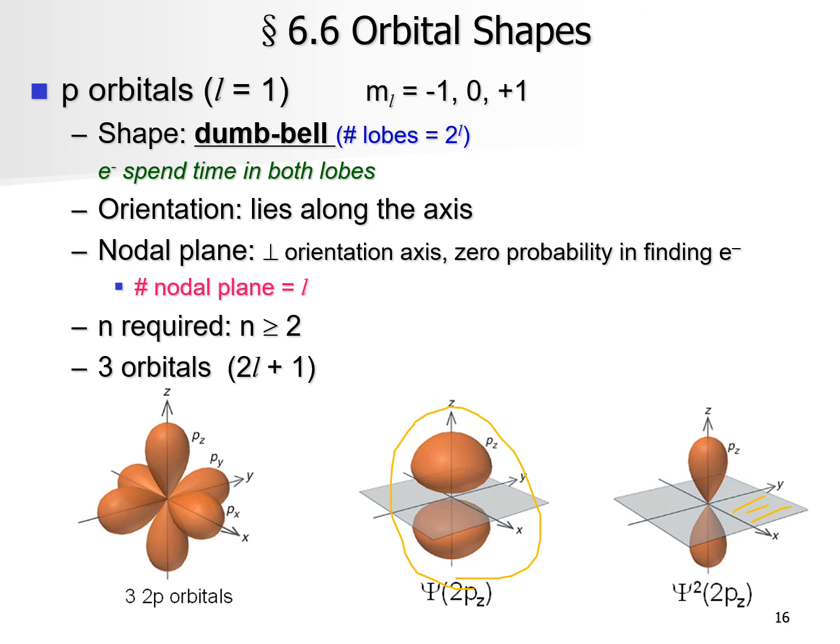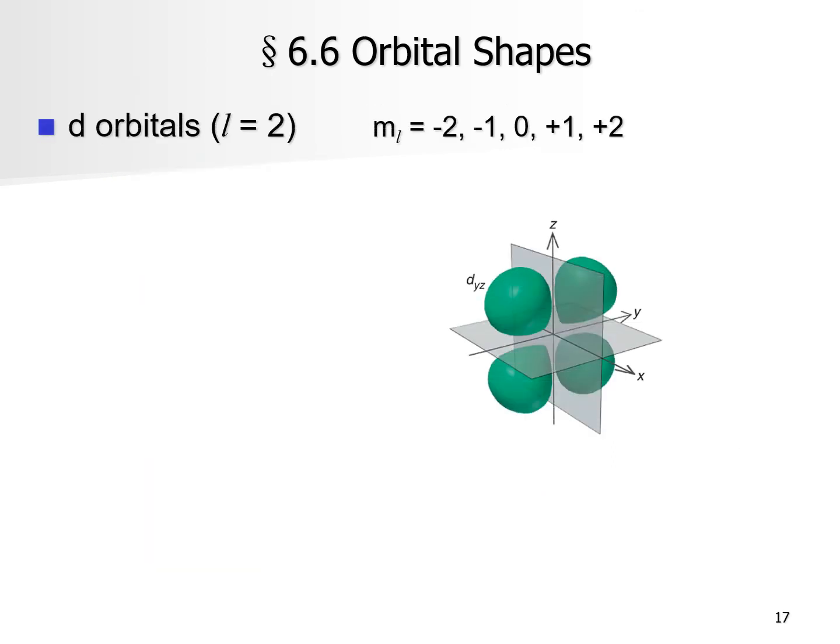In order for the p orbital to appear, n must be 2 or higher, because L equals 1, so n must have a value greater than 1. There are 3 orbitals, as we already discussed, 2L plus 1. And here are the 3 orbitals all combined so that we can have a better understanding. All 3 orbitals together.